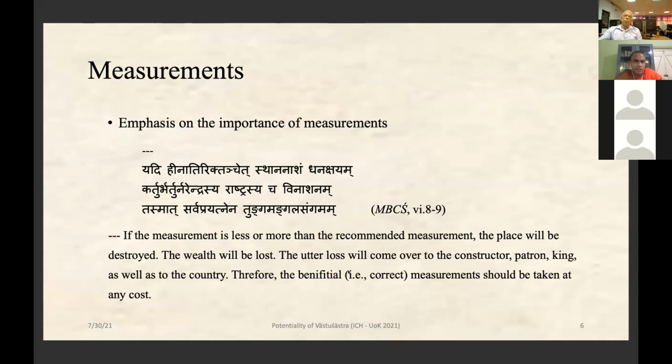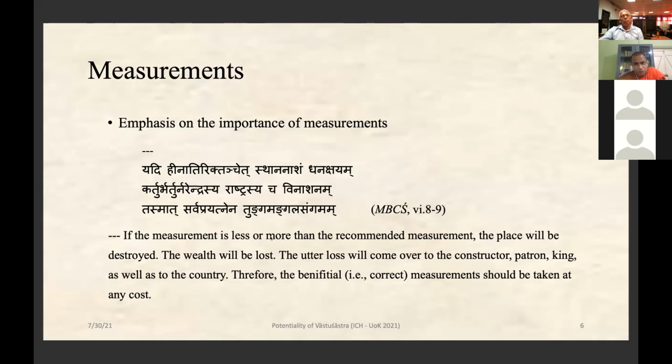In the Vastushastra literature, it is emphasized that using the correct measurements is very important. I have quoted a verse here from the Manjusri Vastuvidya Chitrakarma Shastra, which was written in Sri Lanka around the 5th to 7th centuries. Yadihina tiriktan chet stan nashan dhanakshayam karturu bhartu narendrasya satrasya vinashanam tasmat sarva prayatnena tunga mangala sangamam. So it says that if the measurement is less or more than the recommended measurement, the place will be destroyed, the wealth will be lost, and utter loss will come over the constructor, patron, king, as well as the country. Therefore, the beneficial, that means correct, measurements should be taken at any cost.